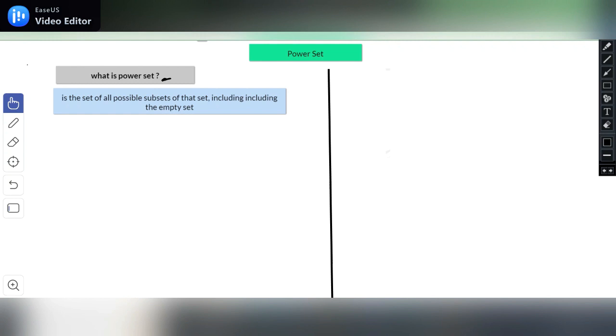And also we have to know that a power set is usually denoted by P(A) or 2^A, 2 to the power of A, right? And then we can also write it in this format.